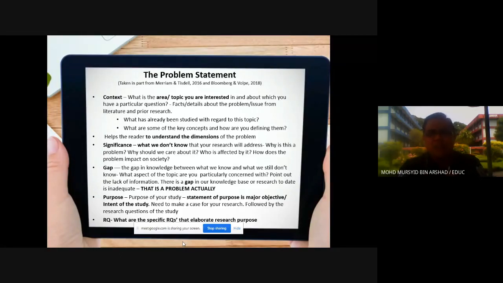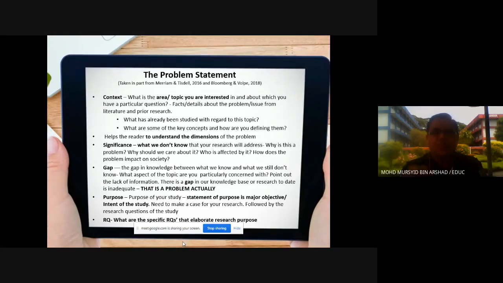So in the purpose of study, you highlight the major objective. That's why we don't have general and specific objectives like in quantitative research, because at the end of quantitative research, you're addressing the objective. But in qualitative research, at the end of the research, we want to address the research questions. So how do you derive the research question? You derive it from the purpose of study. How do you get the purpose of study? You get it from the problem statement: context, significance, gap, and purpose.